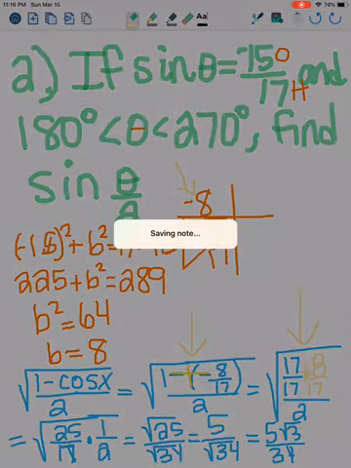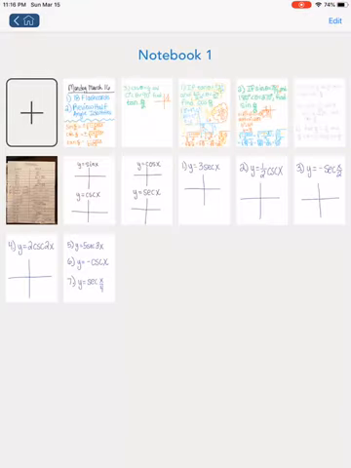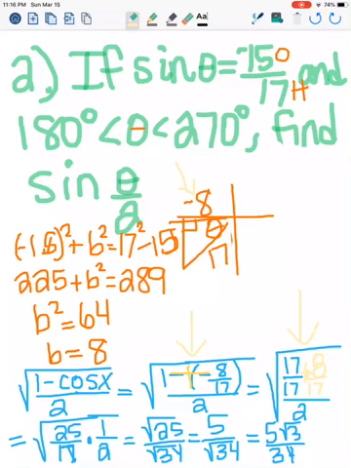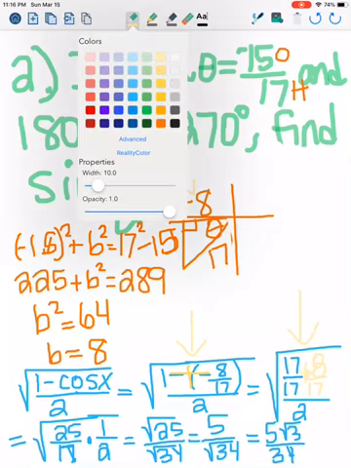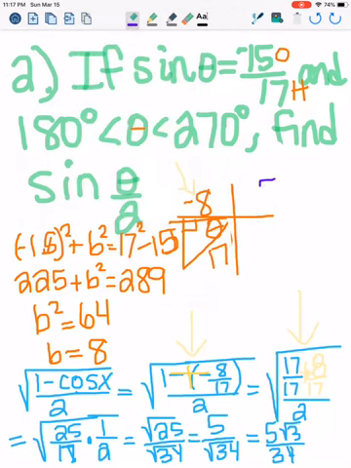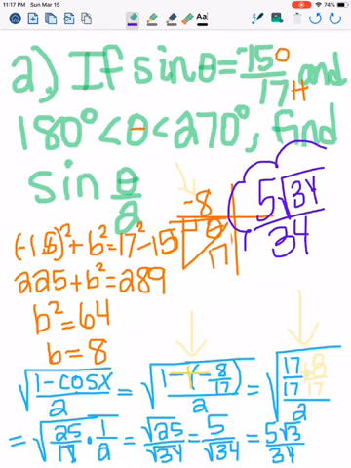Okay. And so our final answer, now I can put it back up, should be 5 root 34 over 34. Ooh, that's a pretty color. Okay, that should be your final answer.